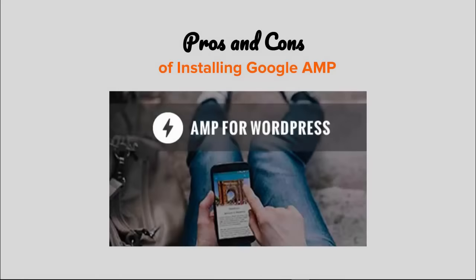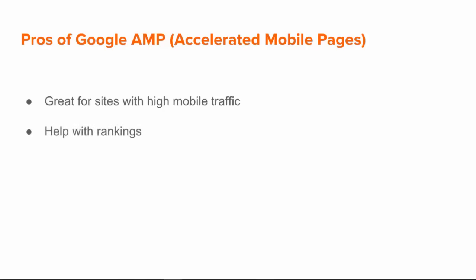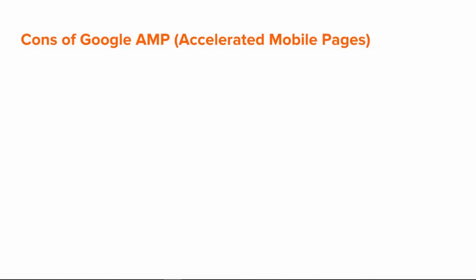Before we install, let's cover some of the pros and cons associated with installing Google AMP for your website. First, some pros of Google AMP is that it's great for sites who have high mobile traffic. Some experts say that it'll help with rankings, but most importantly, it improves the mobile user experience since it loads the site much faster.